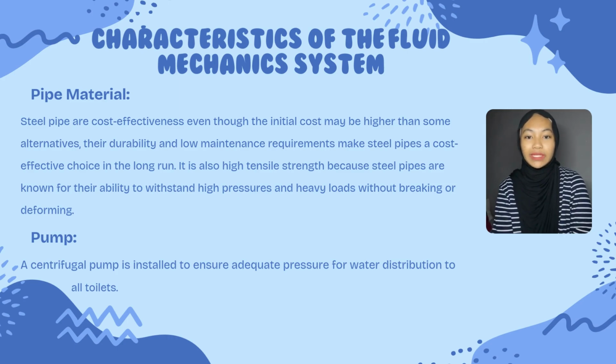First and foremost, pipes. We use durable steel pipe that can handle high pressure and heavy loads. While they cost more upfront, their strength and low maintenance make them a long-term solution. After that, a pump. A pump keeps the water flowing steadily to all toilets. It's efficient and reliable for maintaining consistent pressure.